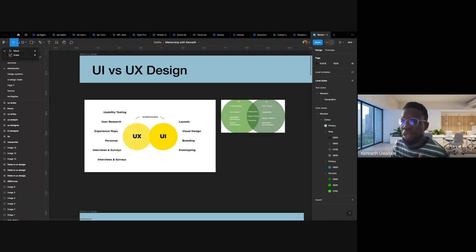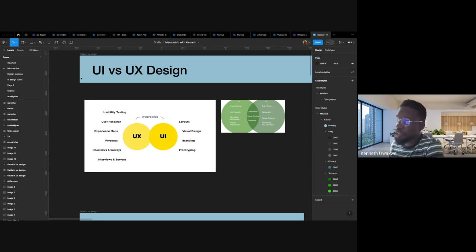So understanding who your users are, their behaviors, and how they are going to be interacting with the application is what the UX part of UI UX design is all about: understanding the user experience.